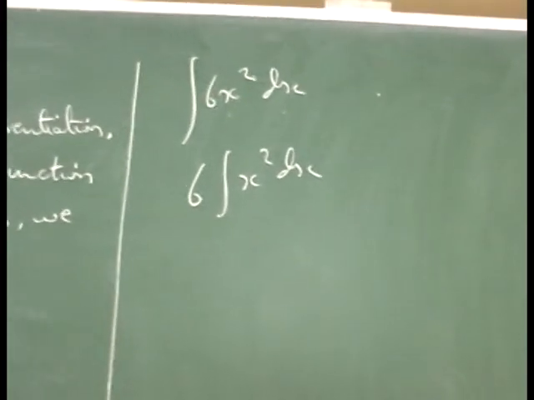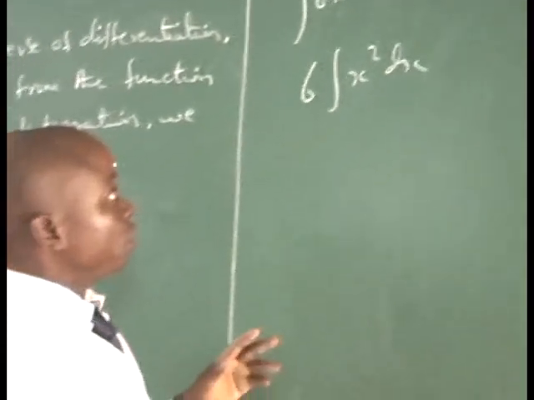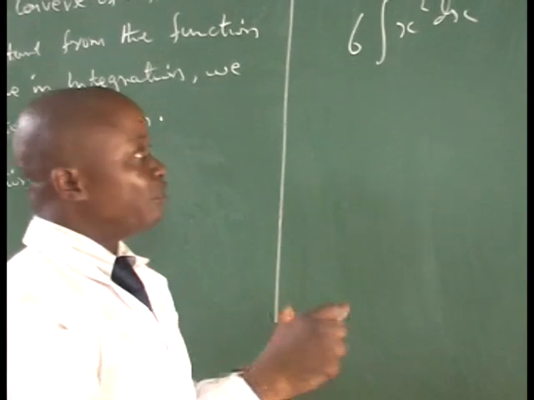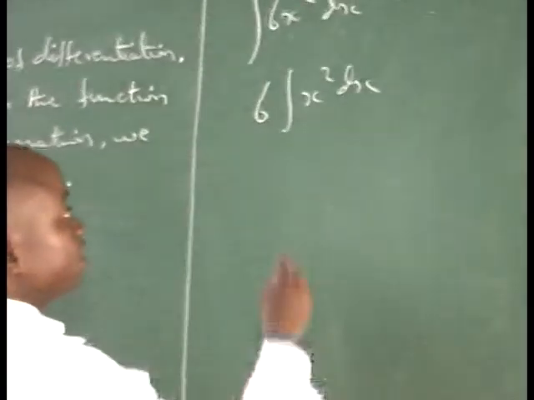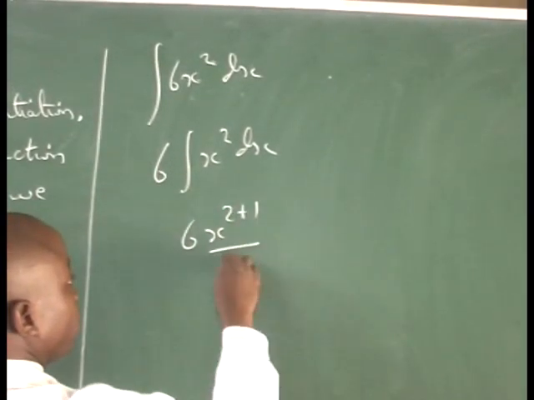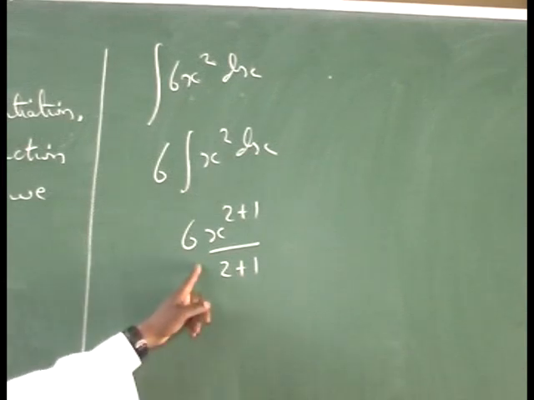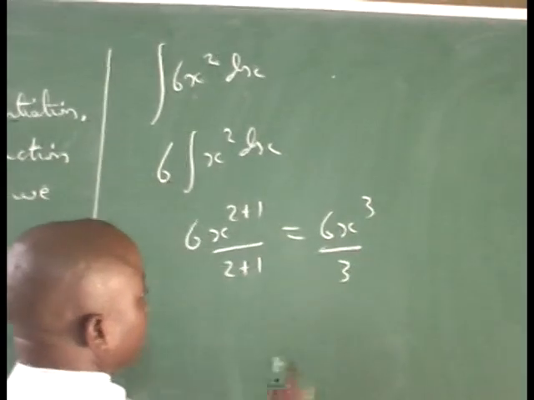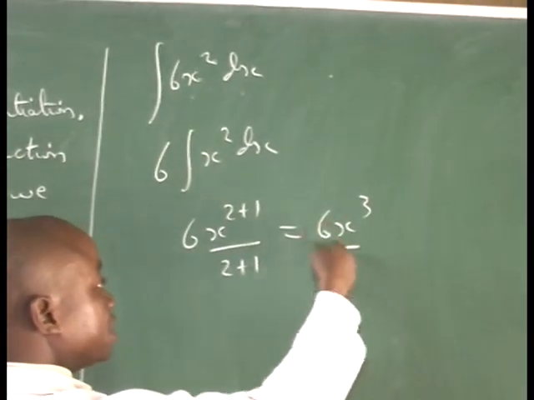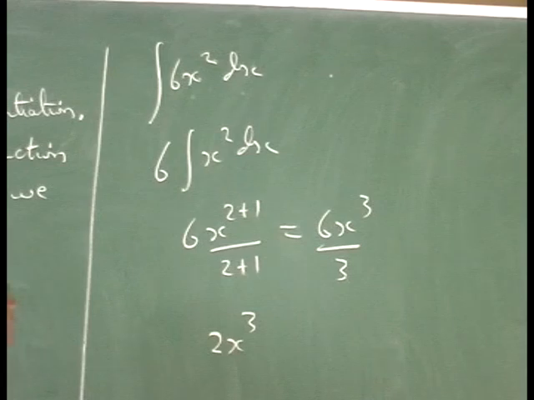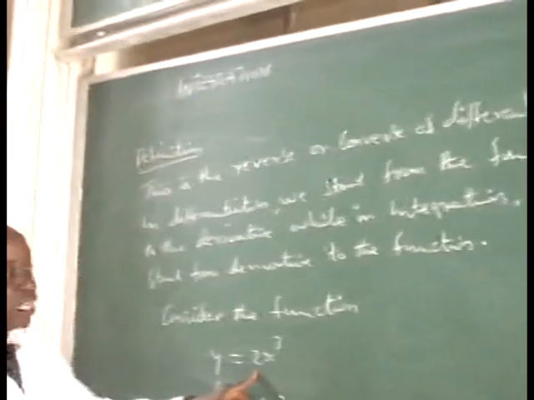And if you have watched our lectures on differentiation, you see that when we are differentiating, we will minus 1, but when we are integrating, we will add 1. So that this will give us 6x^(2+1) all over 2+1, which will give us 6x cubed all over 3. And 6 divided by 3 will give us 2x cubed. So we get back the function y is equal to 2x cubed.